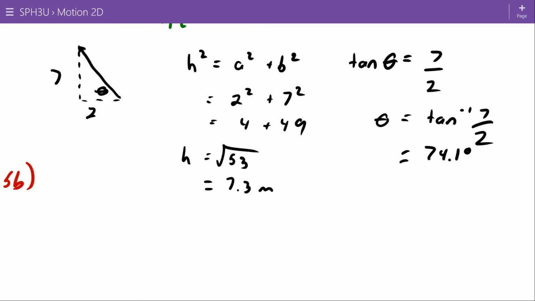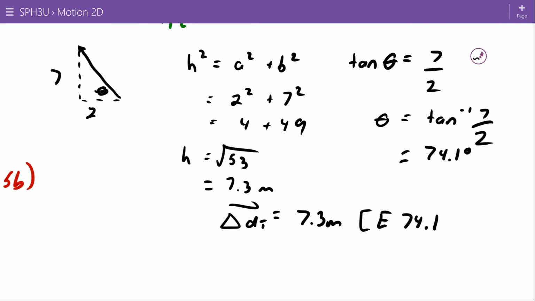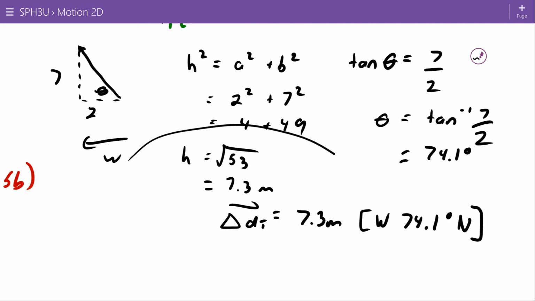Now, the way we specify this, we're going to say that the total displacement is equal to 7.3 meters east, 74.1 degrees. Actually, it's not east, is it? That's west. I often make mistakes with east and west, so pay attention to that as we're going through, and if you see them, let me know. Anyways, west 74.1 degrees towards the north direction. We always put the direction that we went in first into the heading. So there we go.